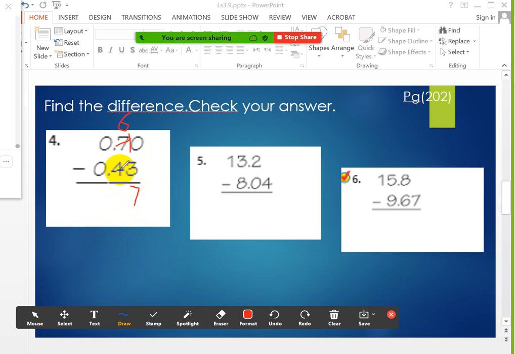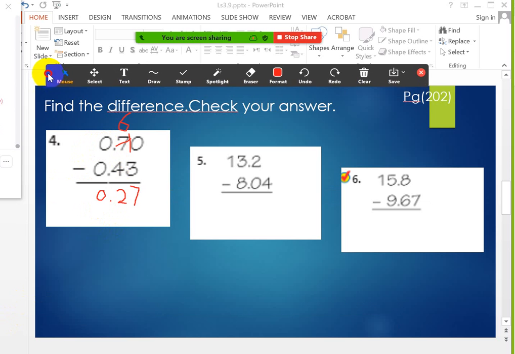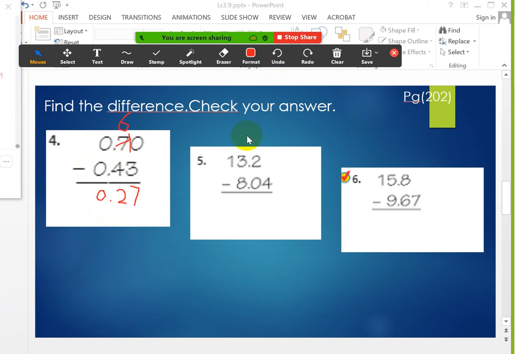Now 6 minus 4 equals 2. Now I will take the decimal point and put it under the decimal point. Now 0 minus 0 equals 0. If I want to check whether my answer is correct or not, what do I have to do? I have to add the answer to the smaller number. And if the result equals the bigger number, that means my answer is correct.